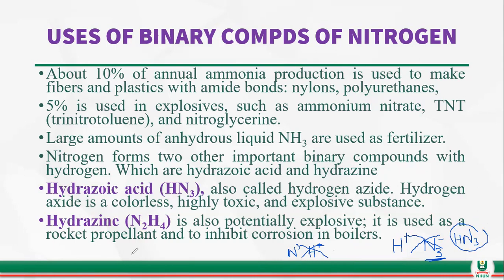Then hydrazine is another thing. Hydrazine has 2 amine groups together. It's very useful in organic reaction because of the 2 lone pairs of electrons that are on those 2 nitrogen. And this is what we use even in testing for carbonyl of aldehyde and ketone. This is hydrazine because it can condense with carbonyl of aldehyde and ketone to give colored precipitate. And then because of the highly explosive nature of this one, it is used as rocket propellant and to inhibit corrosion in boilers.